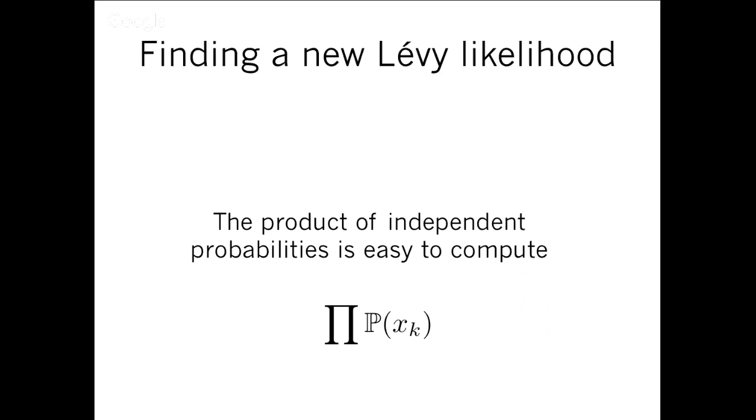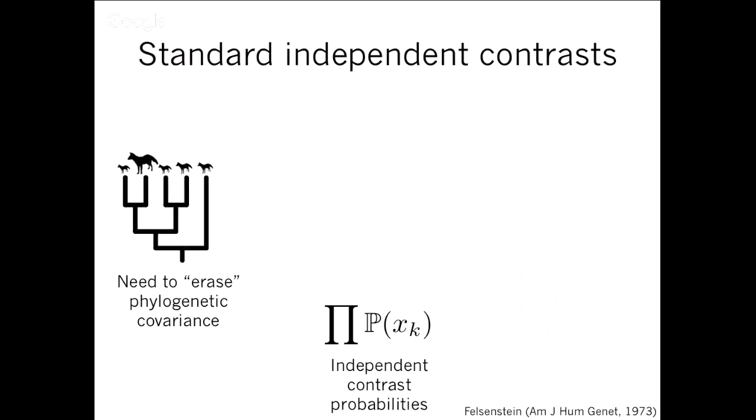The idea is that we, just like everybody, would like very much to have a probability over traits that's easy to compute. And a product of independent probabilities is very easy to compute. The problem, though, is that our traits are not independently distributed. They share this underlying covariance structure due to the phylogeny. And in the 70s, Joe Felsenstein introduced a method for essentially erasing that phylogenetic covariance structure to induce a distribution of independent contrast probabilities. So how do we get from this starting problem to this endpoint?